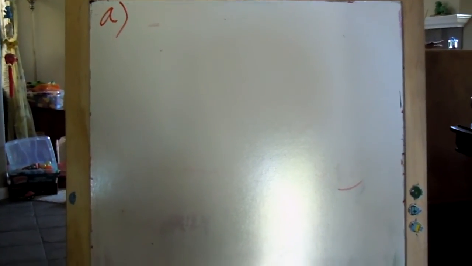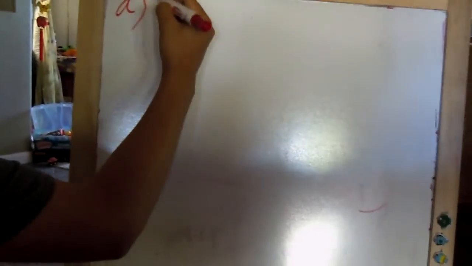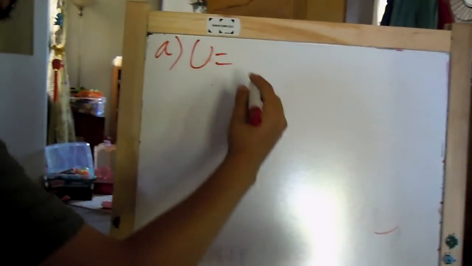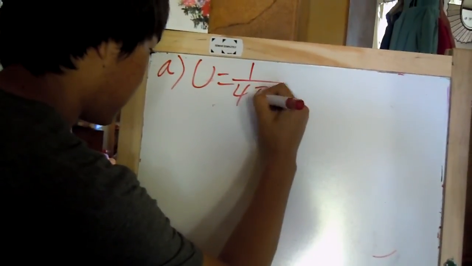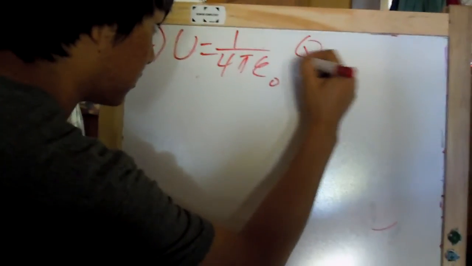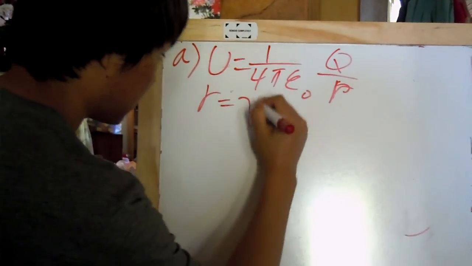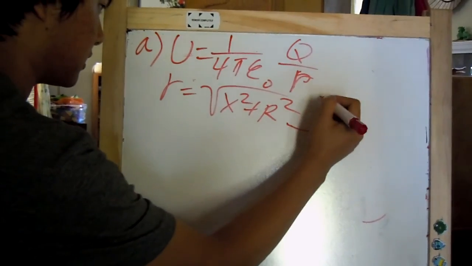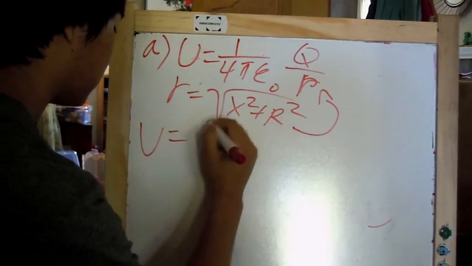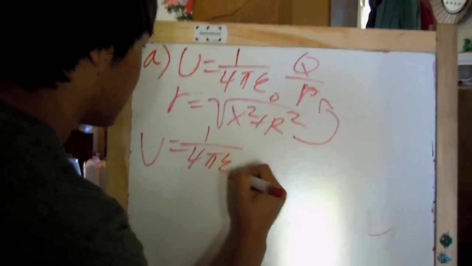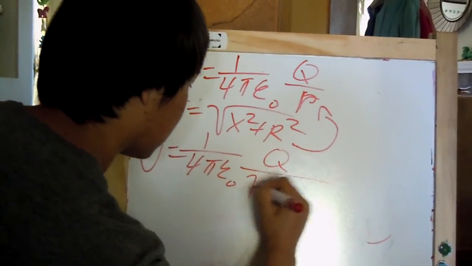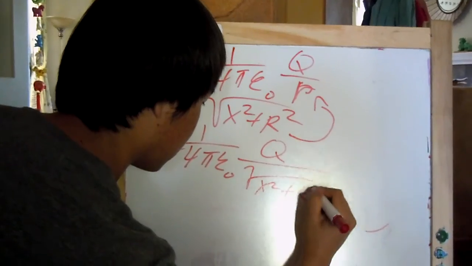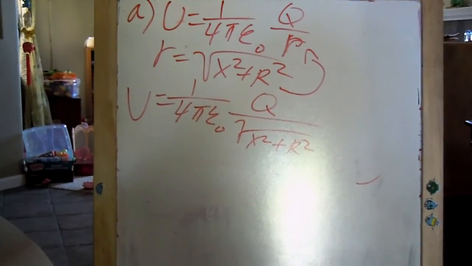So part A asks you to find the electric potential along the x-axis. The equation for electric potential is U equals 1 over 4 pi epsilon naught, q over r. And to find r, it's just r equals the square root of x squared plus R squared. Then you just substitute this in here, so it would be U equals 1 over 4 pi epsilon naught... And that's it for part A.